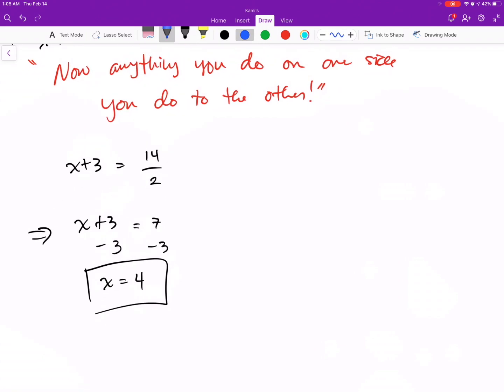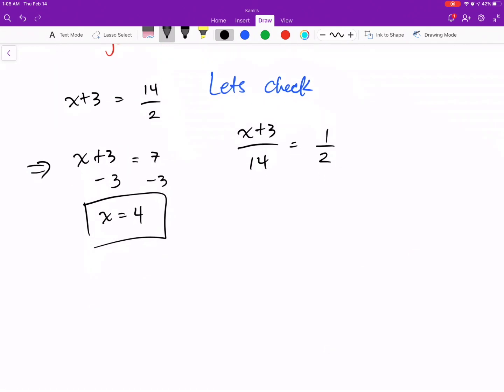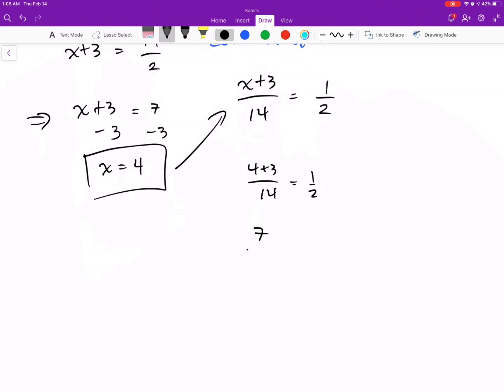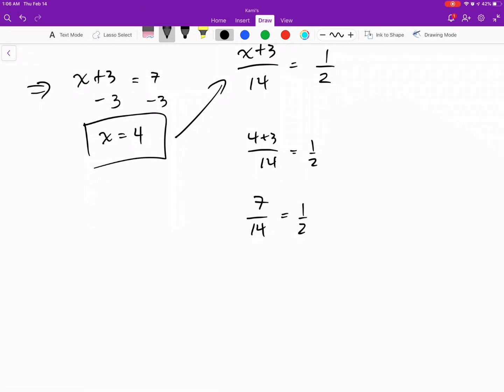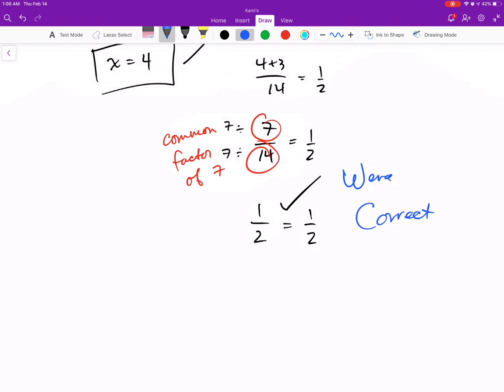Well, let's check. We had x plus 3 over 14 is equal to 1 over 2. And then we said x is equal to 4, so 4 plus 3 over 14 is equal to 1/2, which is what? 7 over 14 is equal to 1/2. Now, 7 and 14, sorry, they both have a common factor of 7. So by dividing both top and bottom by 7, we get 1 over 2. Yes! We are correct. Now we celebrate.